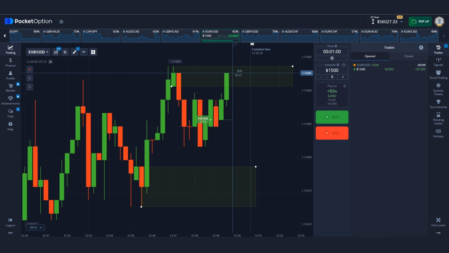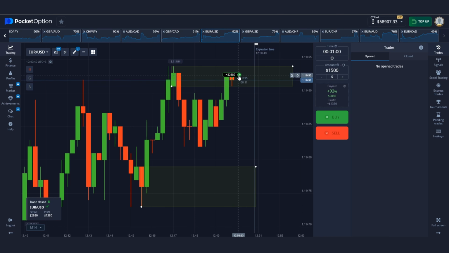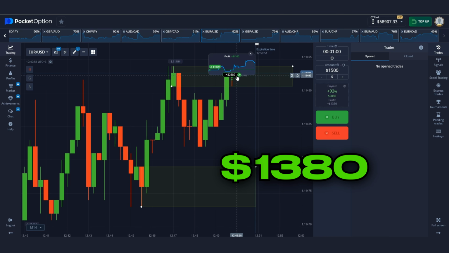The price goes to the upper order block, and now it will most likely get a down reaction. But my trade is about to close, so it will be a safe trade. And yes, my trade closes in plus and brings me almost another $1,400.